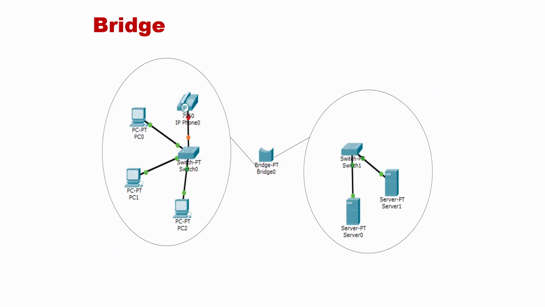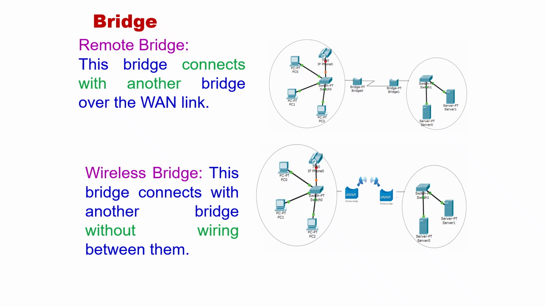This is again a sample network diagram. Then we also have the remote bridge. A remote bridge connects with another bridge over the WAN link. So we have a bridge over a WAN link. Then we also have the wireless bridge. This bridge connects with another bridge without wiring between them. So we have 2 different segments over the wireless.